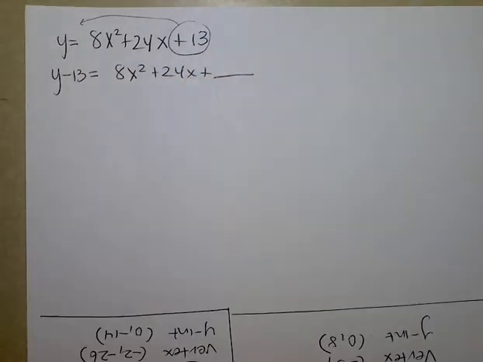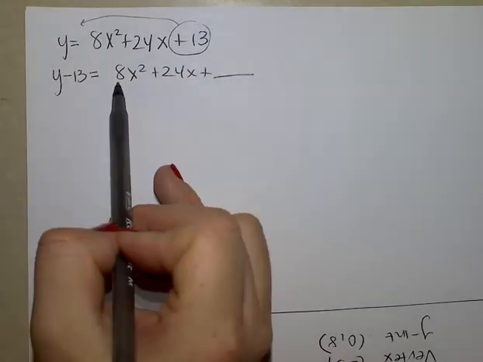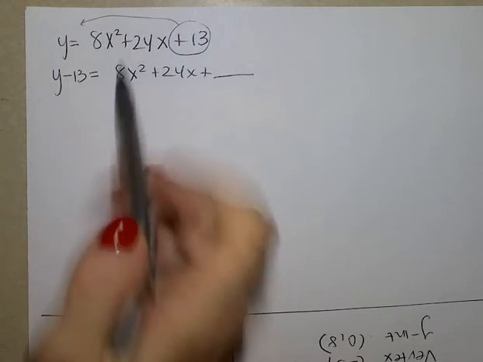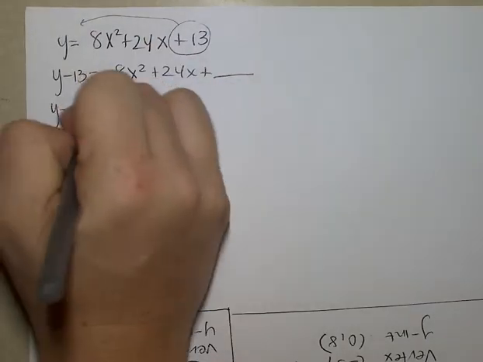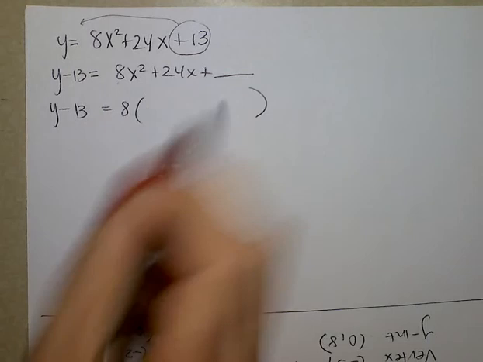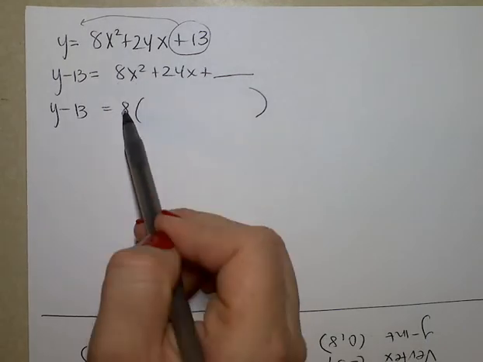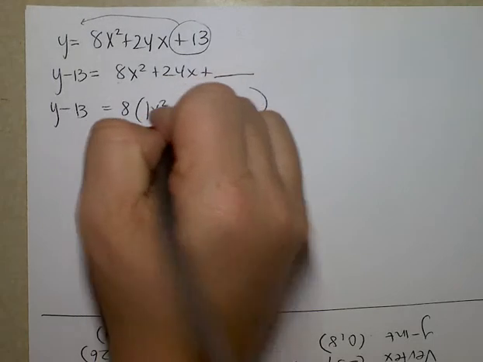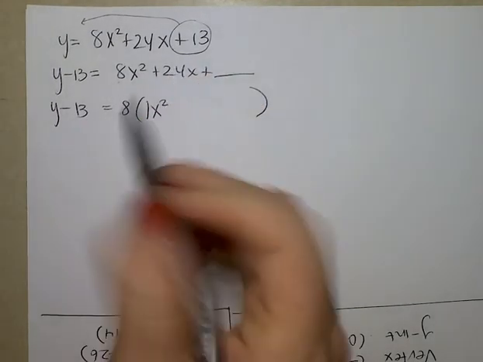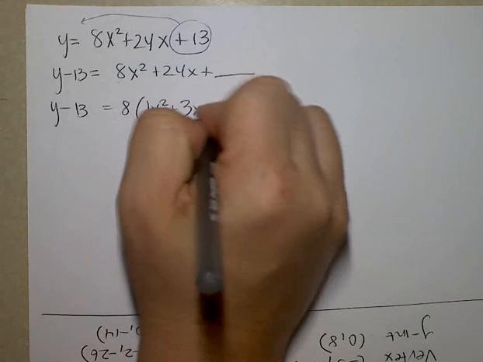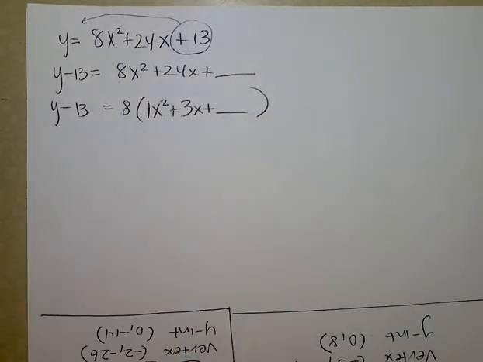Now, because the leading coefficient is not a 1, you have to factor out this exact number. How do you factor it out? You start up above with the previous step. 8 divided by 8 is a 1, bring down the x squared. 24 divided by 8 is a 3, bring down the x.